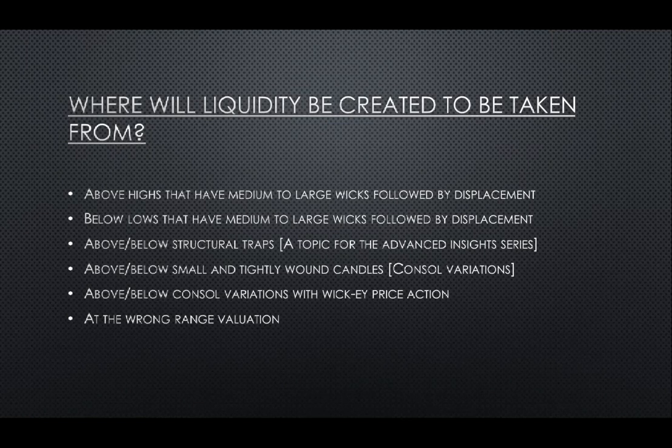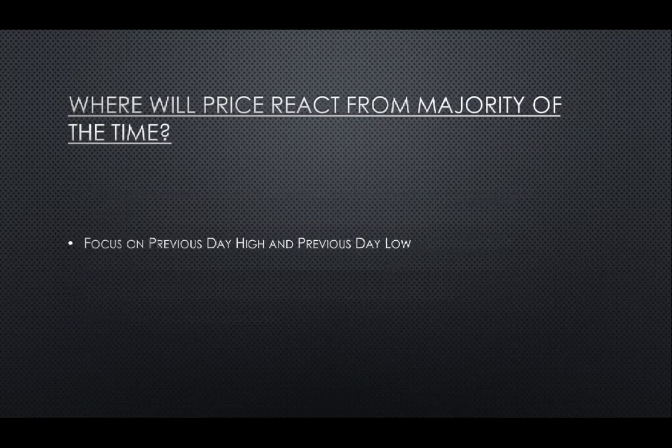Now combine everything that you see, okay, from the top part over here, from the above area. So this 1, 2, 3, 4, 5, right? And you insert this logic into the wrong range valuation. And that should unlock something for you in terms of looking at structure and liquidity. Okay, this way you can focus on points of interest that don't really fake you out that much. Where will price react from the majority of the time? Focus on previous day high and the previous day low.